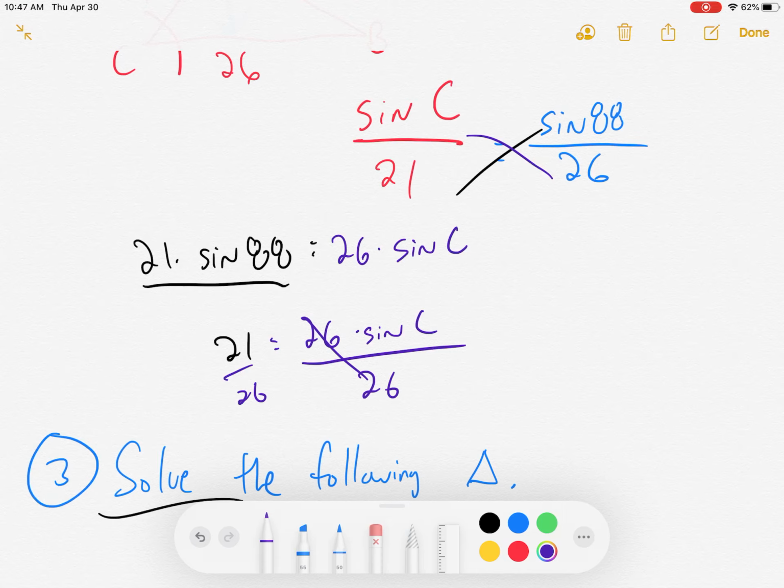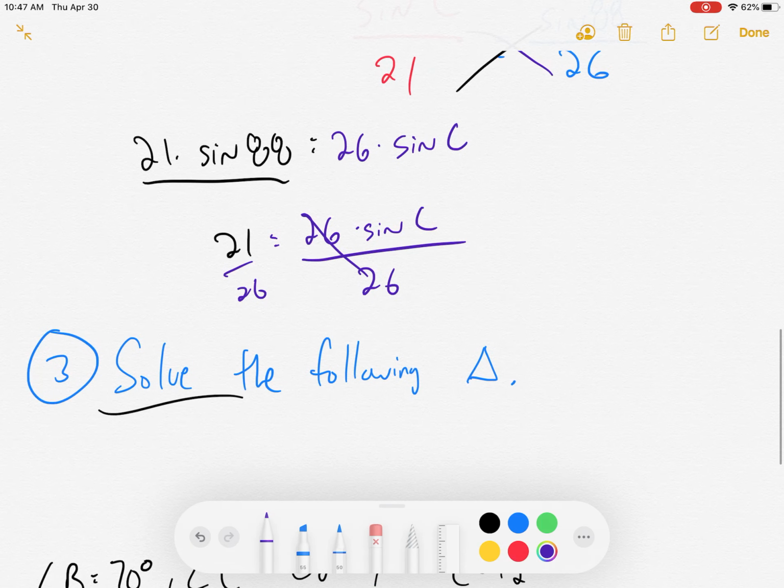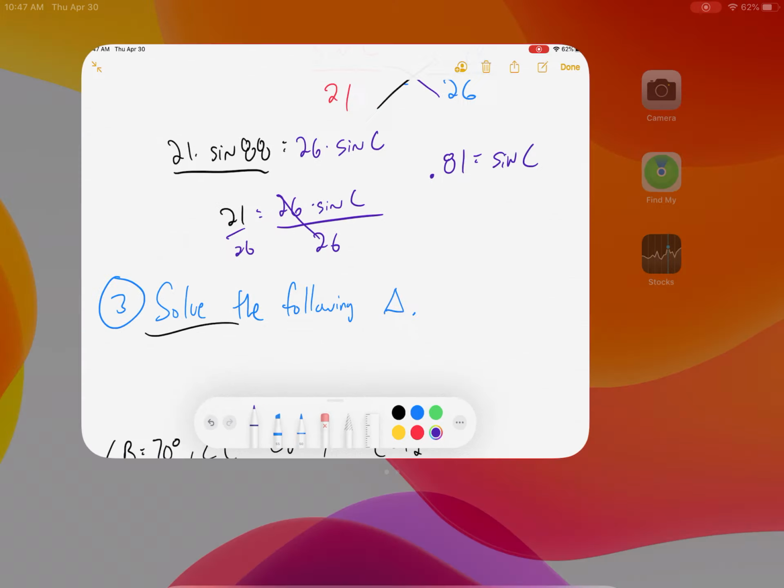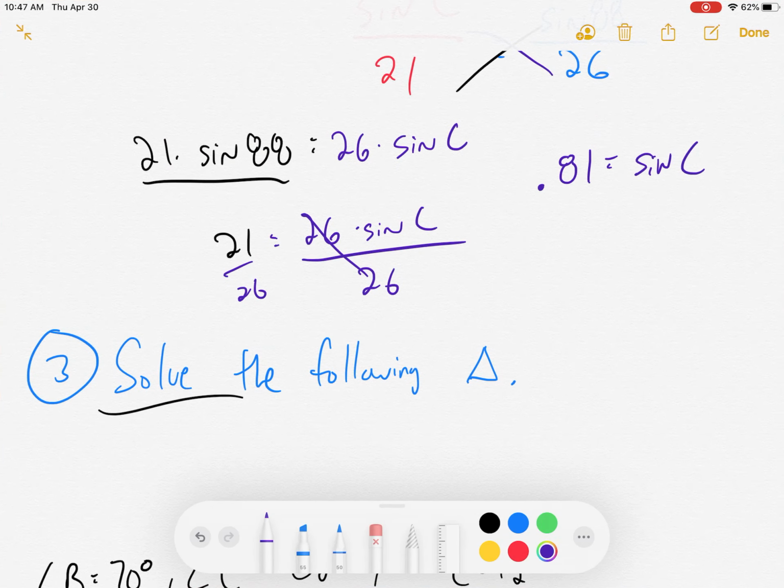Okay, clear out your calculator. 21 divided by 26. That's 0.8076. So let's call it 0.81 equals the sine of C. Oh boy. Now, we've got to get C by itself.